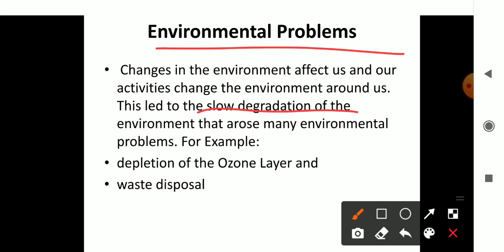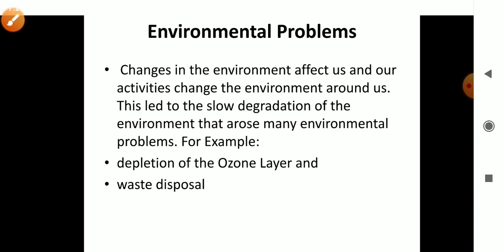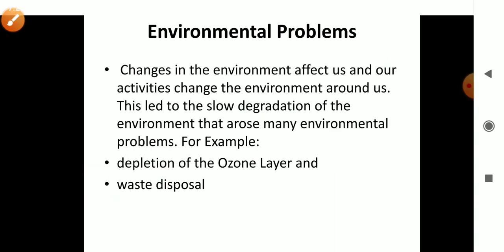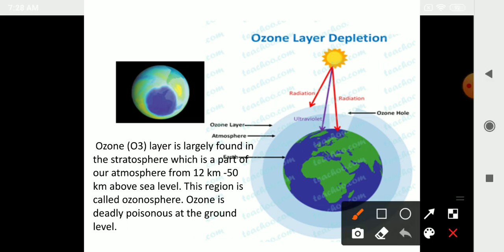If control measures are not taken, then our survival is also under threat. Here are two of the ways the environment is being degraded that we have to learn: one is depletion of the ozone layer, and the other is the problem we are facing related to waste disposal. So first, let us learn about ozone. First, let's know what ozone is.